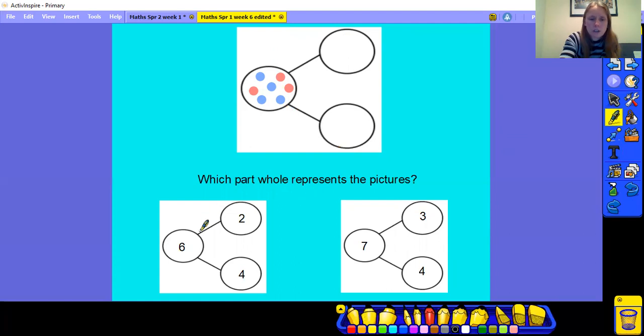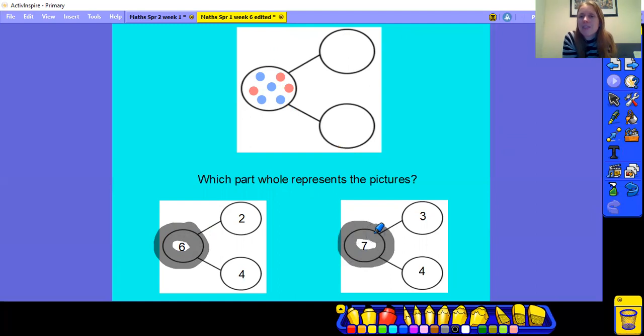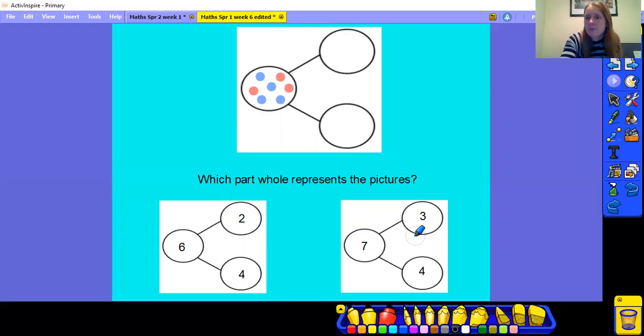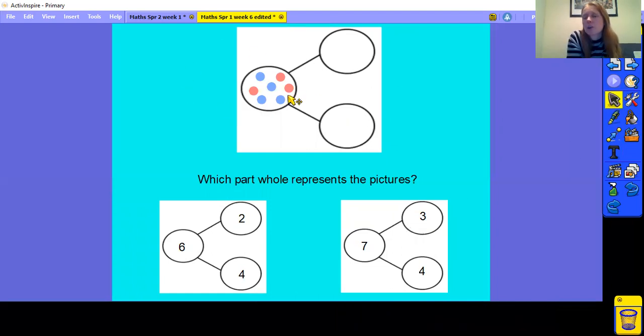Let's have a look. Where does it say 7? Is this one 7? Or is this one 7? That's right. This one shows us 7. This one doesn't. This one only shows us 6. Maybe it's going to be this one that represents the dots that we can see. Let's move the spots into the parts and find out. So first, let's move the red spots. Are you ready to count them?